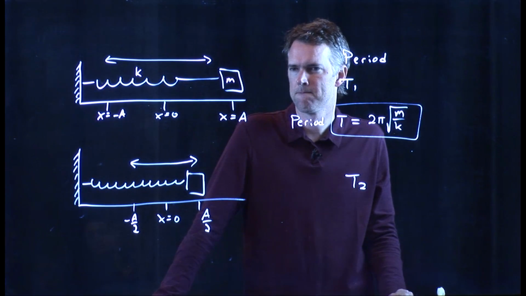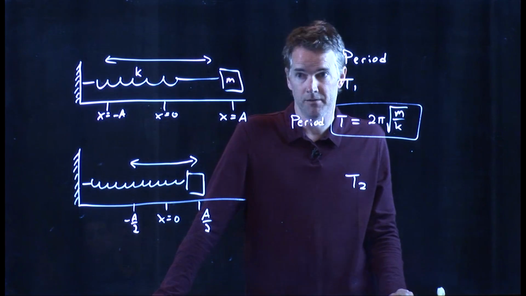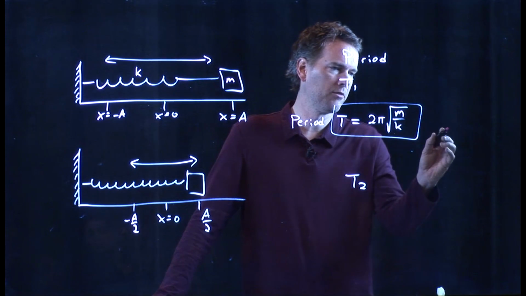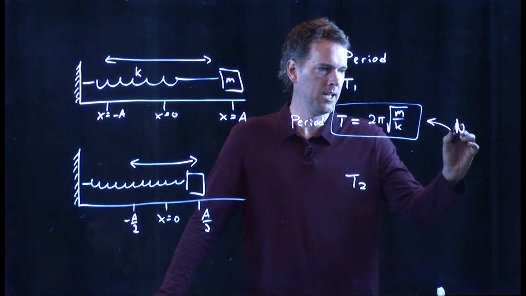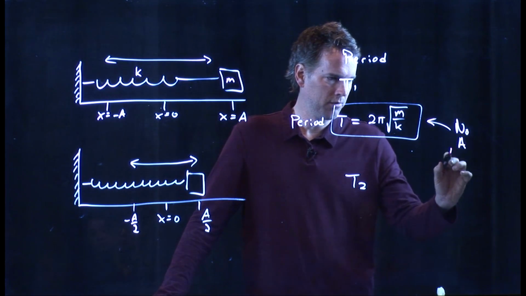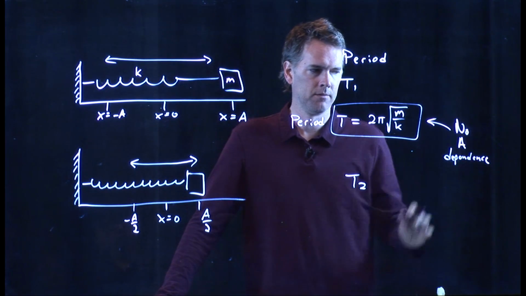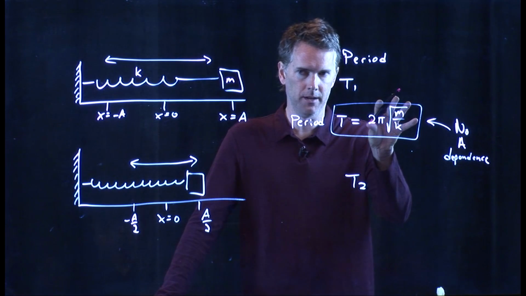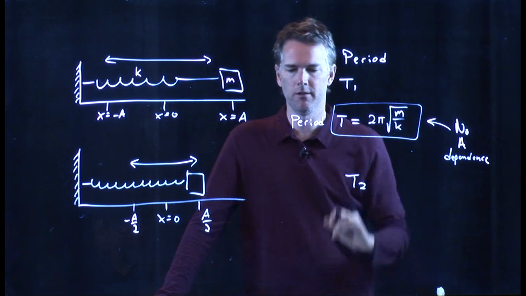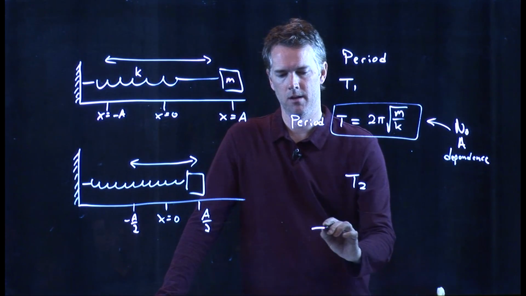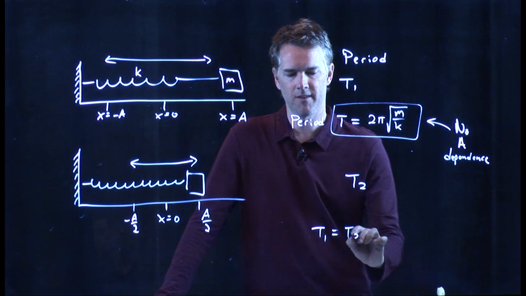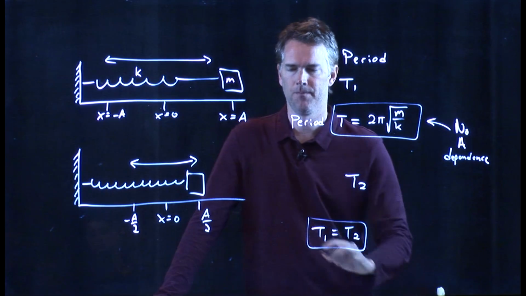What do you think? They'd be the same. It'd be exactly the same, right? There is no A in there. There's no amplitude dependence. And if there's no amplitude dependence in there, then the period is in fact exactly the same. So T1 is in fact equal to T2.